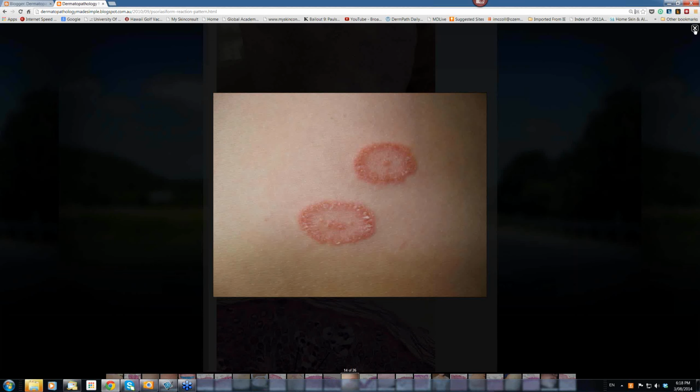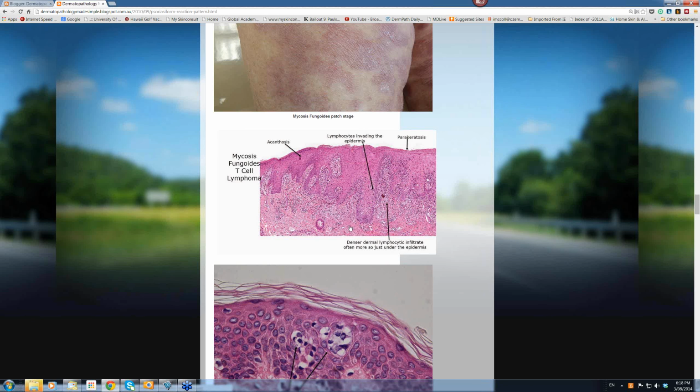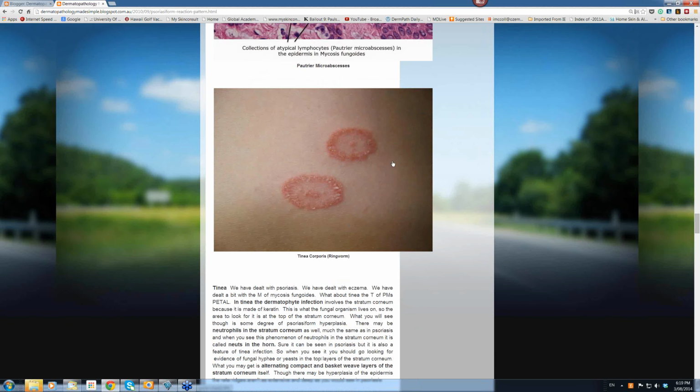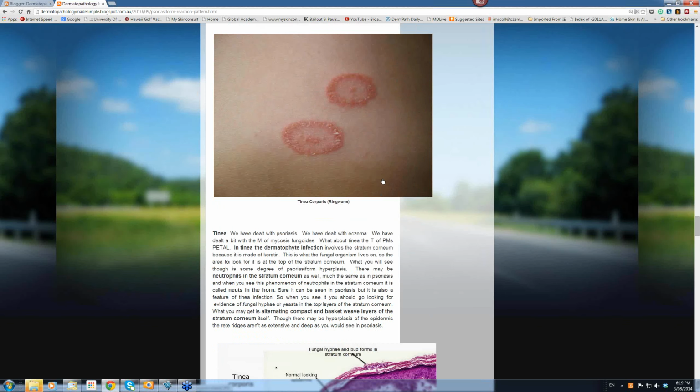We'll go on now, might come back to that picture in a minute. We'll go on now to another red scaly disorder, PET: psoriasis, eczema, tinea, or ringworm. Often clearing in the center, scale extending right round to the edge here, the advancing edge of this. And this is tinea corporis.